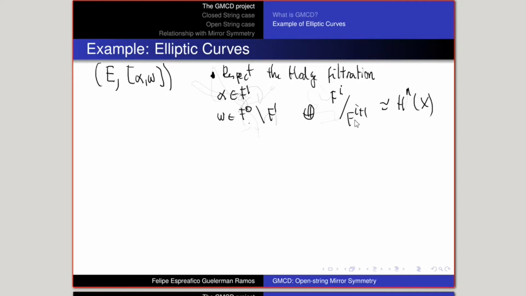Right? And we are taking a basis which respects this identification. That's the first thing. And the second thing is that we ask the intersection product to be constant. So for example, in this case, we ask the intersection product of alpha and omega to be 1. And in the other cases in which we have more elements, we choose a matrix here for the intersection product. So we want to control this intersection product.